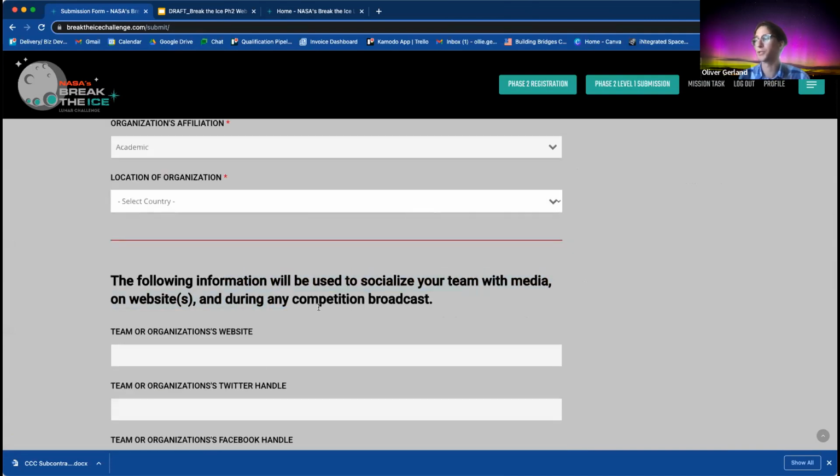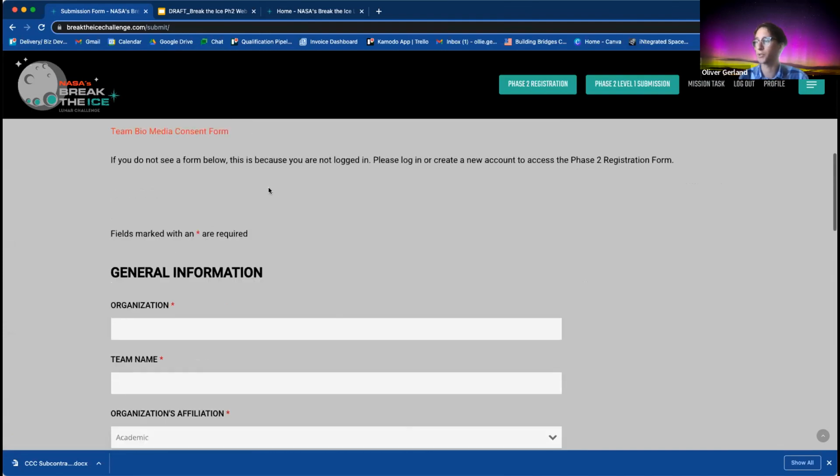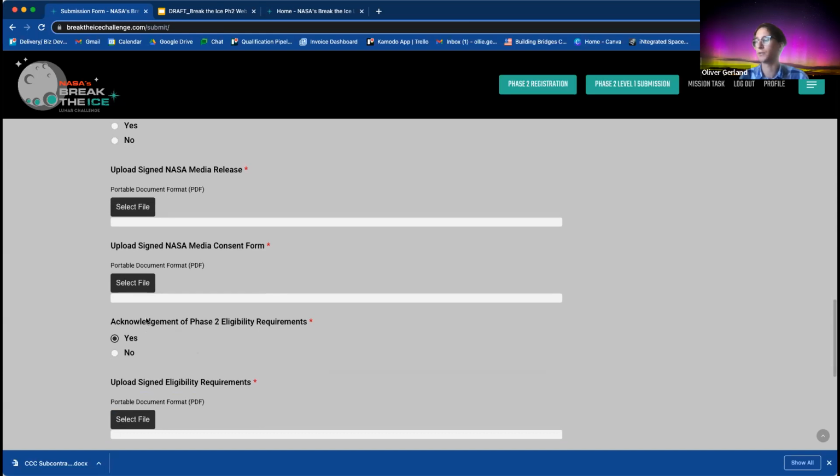So this is information that is used to socialize your team and allows NASA to promote your team. If you are the winner, we can basically promote the name of your team. So that's important documentation. But another key document, as I mentioned, is the phase 2 eligibility requirements.